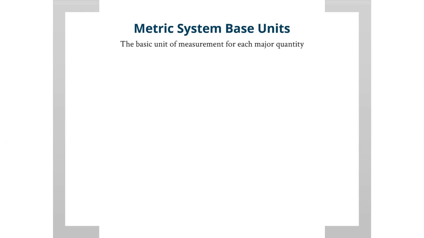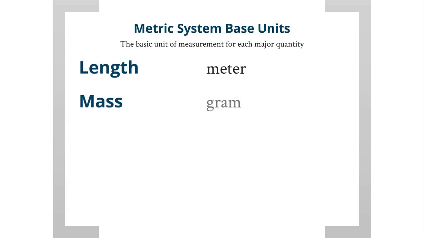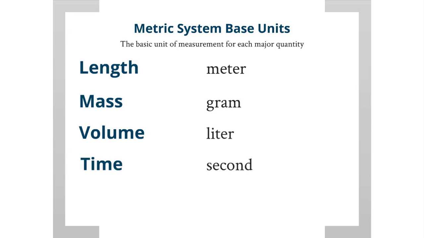The metric system base units are the basic units of measurement for each major quantity. And the metric system has specific units to measure each thing. For example, length is measured by the meter, mass is measured by the gram, volume is measured by the liter, time is measured by the second, and temperature is measured by the Kelvin.